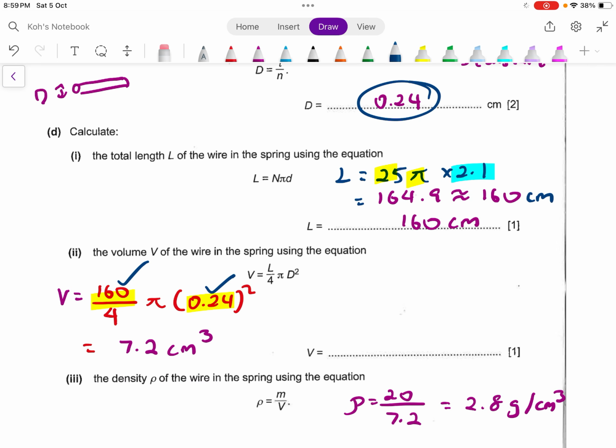So obviously I'm following the 2SF, because 4 and pi is a constant, so we don't follow SF. So it's about 7.2 cm cube. Always remember the units as well.